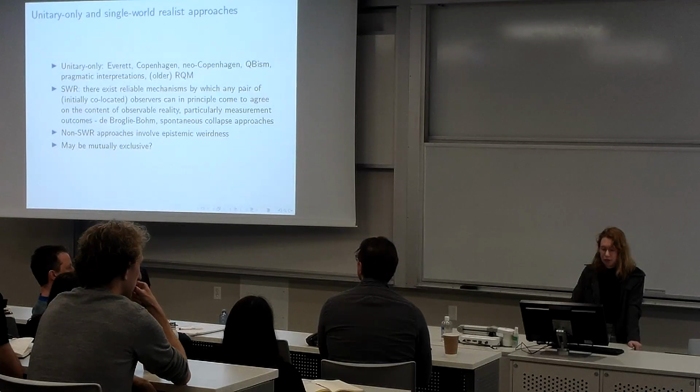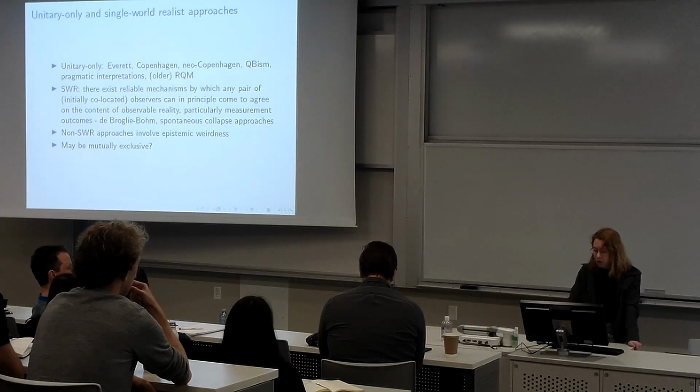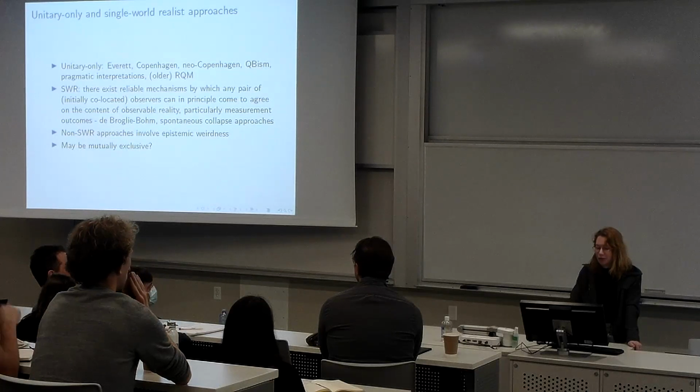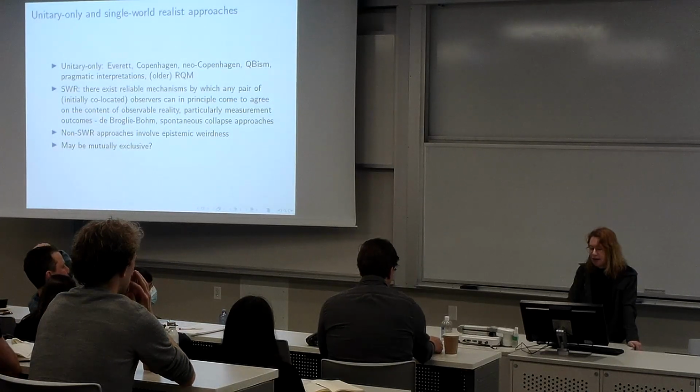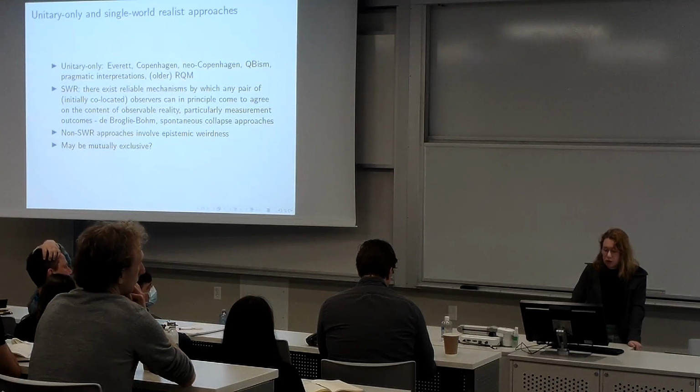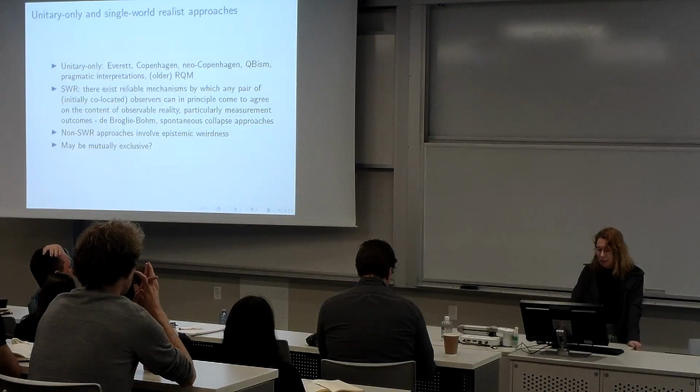A second class of interpretations is what I call the single-world realist interpretations. These are, roughly speaking, the ones in which there exists a unique observer-independent reality which is shared by all observers and which all observers have access to. Obviously, we don't expect all observers to have the same information all the time, but we do expect in this kind of picture that any pair of initially co-located observers can use reliable mechanisms which ensure that they and/or all of their successors will eventually agree on the content of observable reality in a particular measurement outcome. Well-known examples of single-world realist approaches include the de Broglie-Bohm approach and the spontaneous collapse approaches.